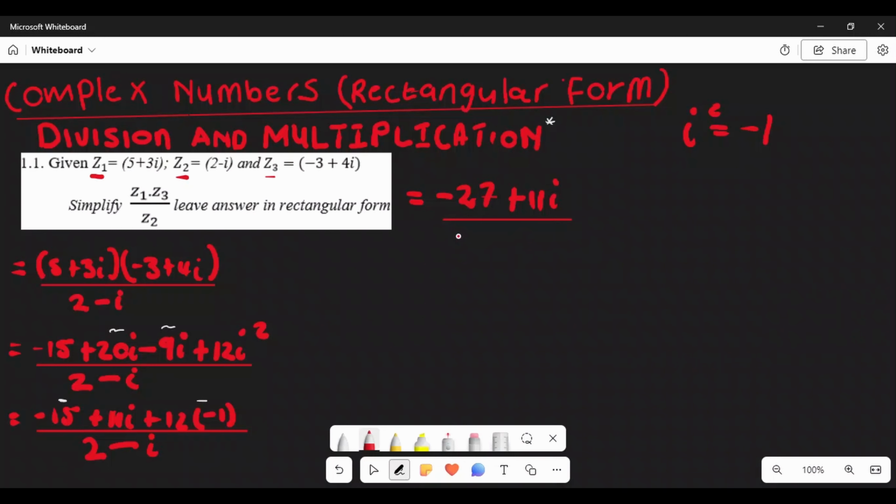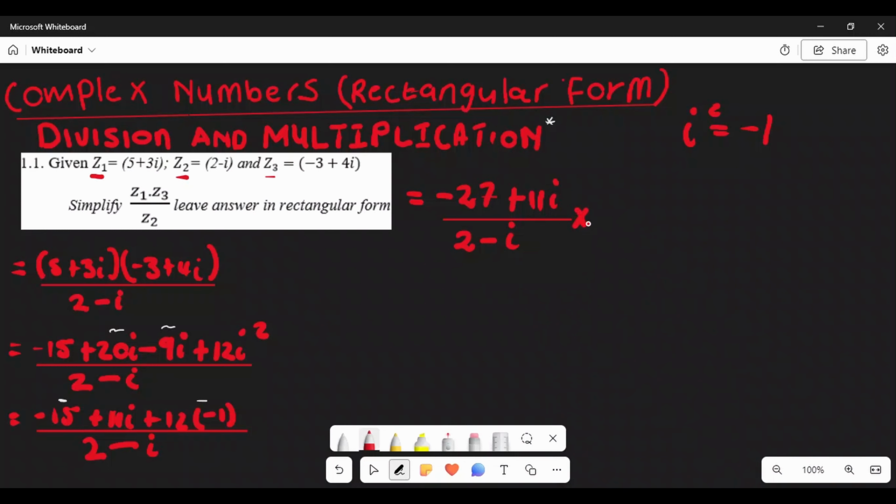Now our denominator is still 2 minus i. When it's like this, guys, it's time for us to get rid of this denominator. So it's a matter of doing the division part of this complex number. The multiplication part is the one that we've been dealing with here. Now is the division part. So guys, in order for us to simplify this one, we need to multiply by 1, which is made out of the conjugate of this denominator here.